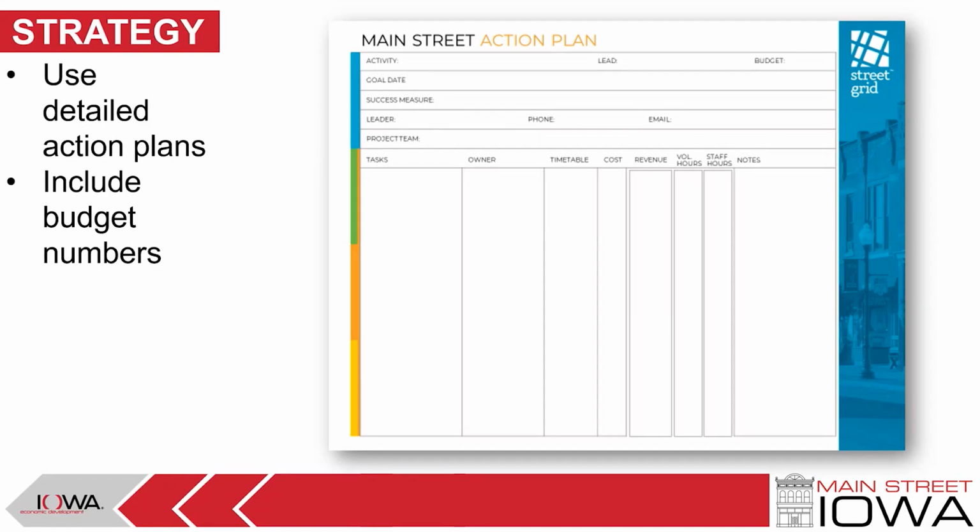Use action plans for each event or activity. The more details that you have, the easier it is the next time around for you or someone else to conduct the event. Make sure you're using that notes column to help with contact information and that type of thing. Anybody should be able to step right in and take over if there's a good action plan in place.